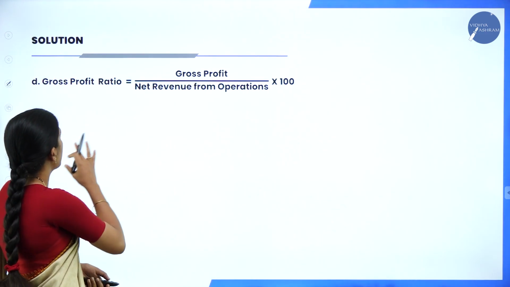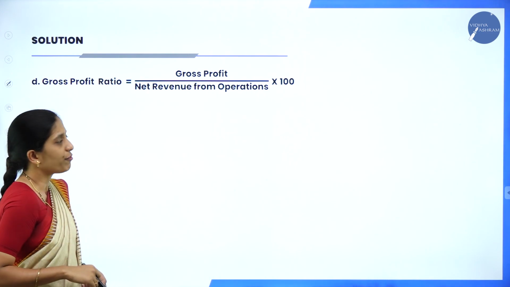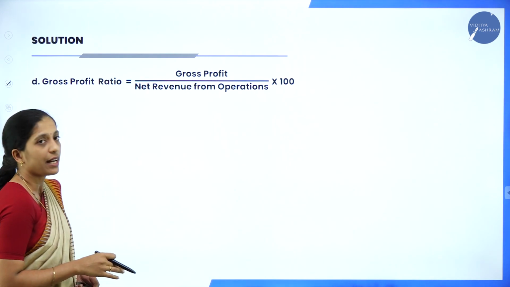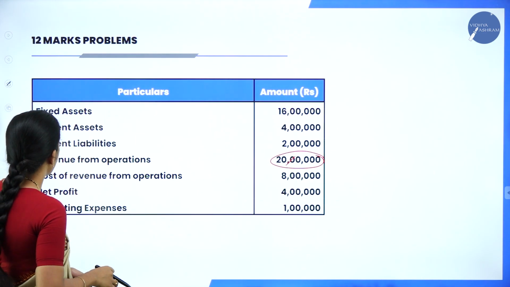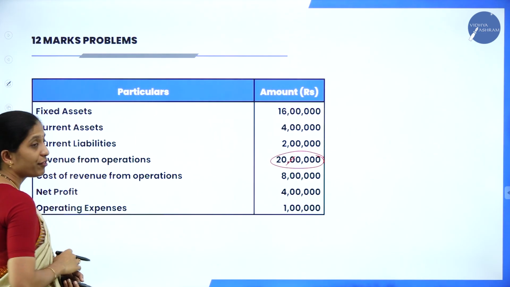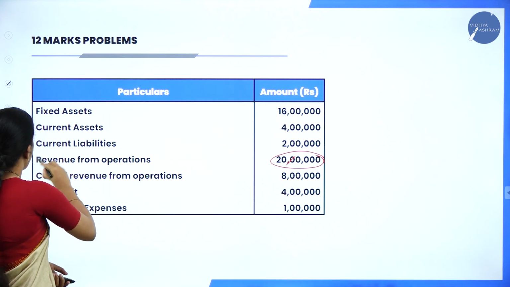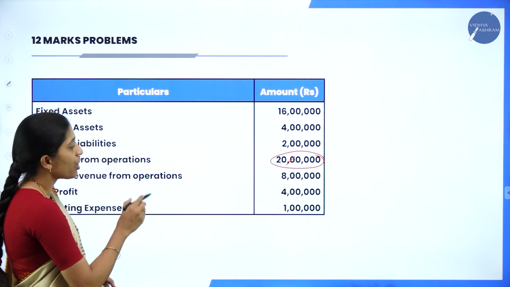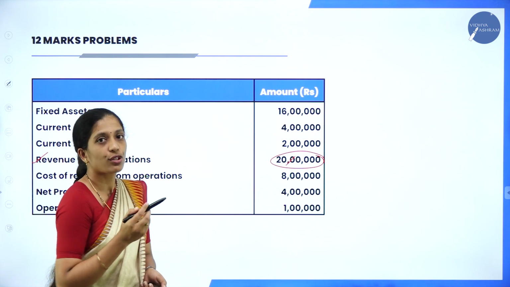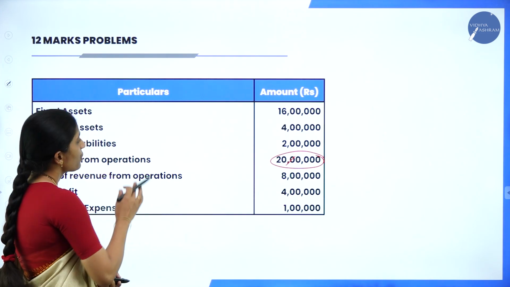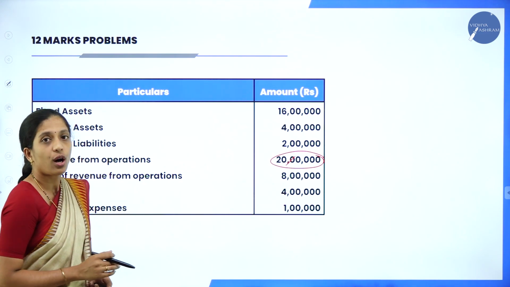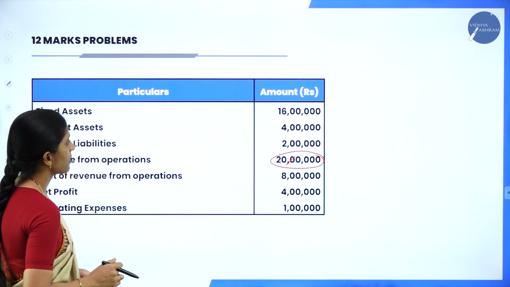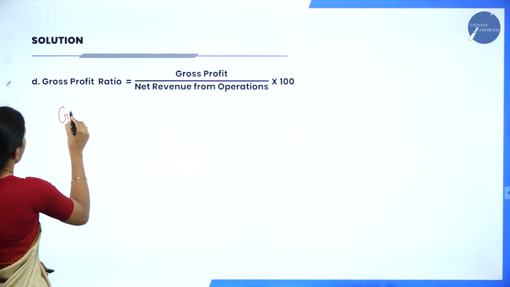Moving on to the next one, gross profit ratio. Your formula is gross profit divided by net revenue from operations into 100. Now let us see whether they have given us gross profit. So they have not given. So how to find out? Revenue from operations minus cost of revenue from operations. So this will be the gross profit.